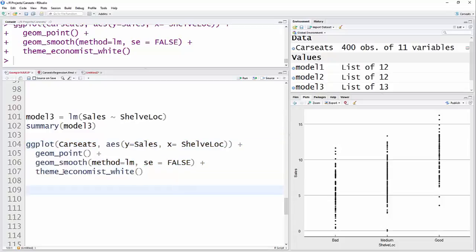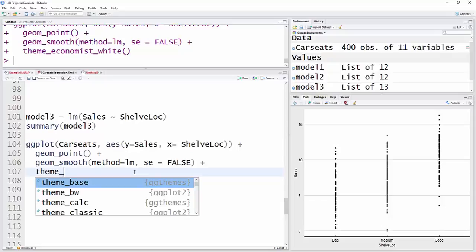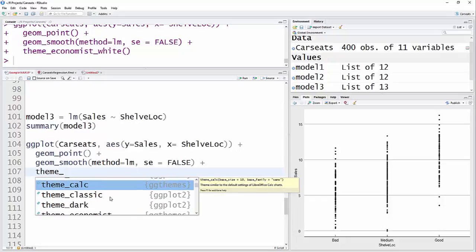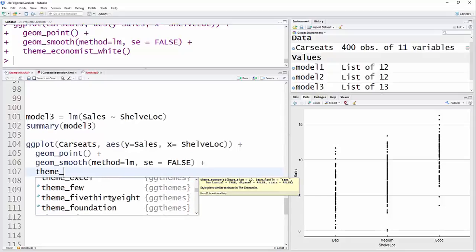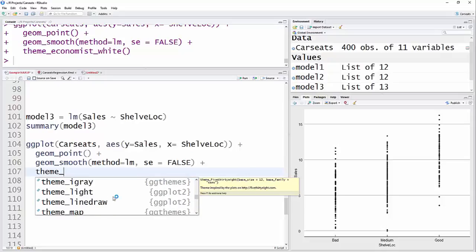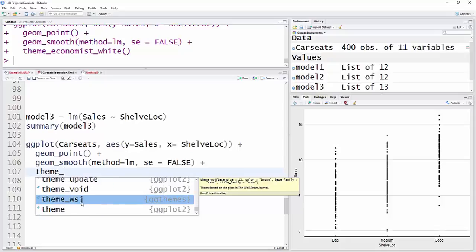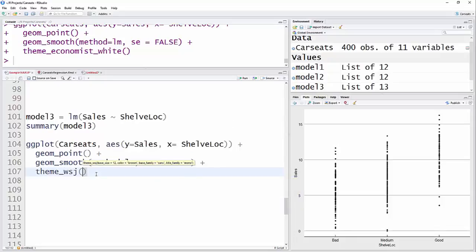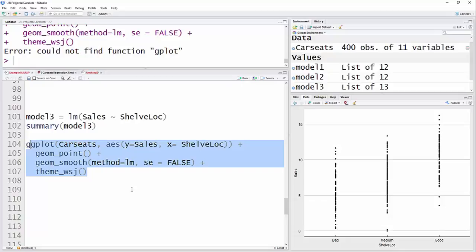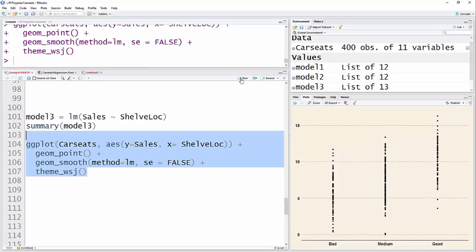I'll go ahead and show you how to get other themes here. If you didn't have this on here, you could. There we go. So there are some other themes that you might use. For example, let's go one down here. I'm teaching a business statistics class, so we'll use the Wall Street Journal. Got to highlight the whole thing. And there we go.